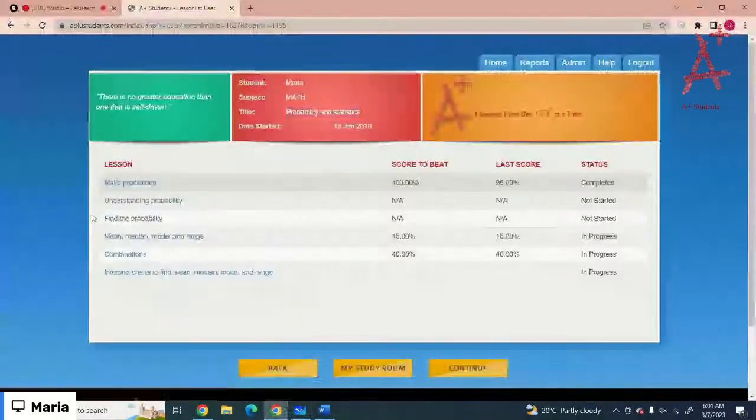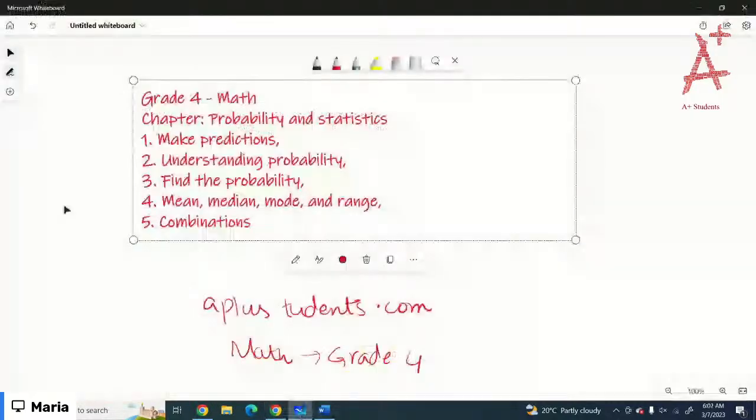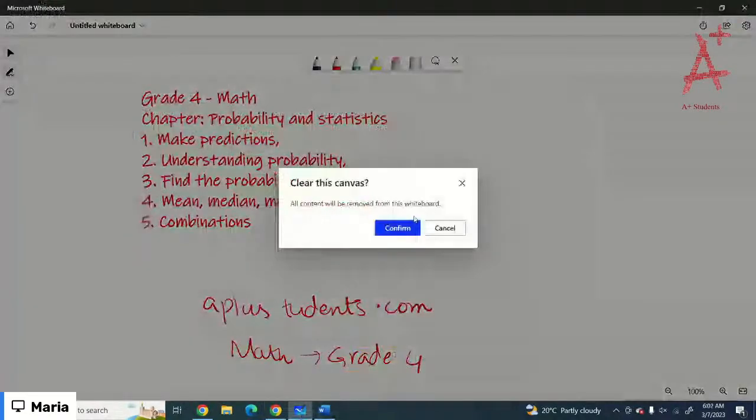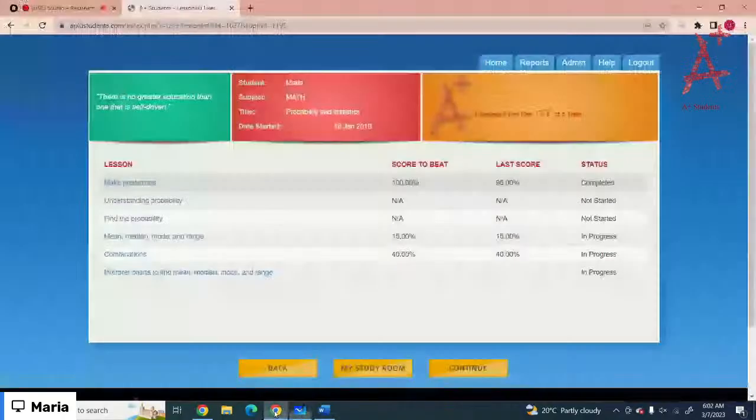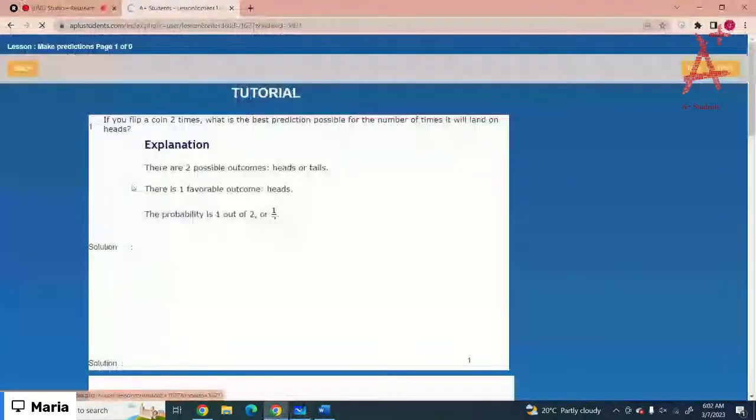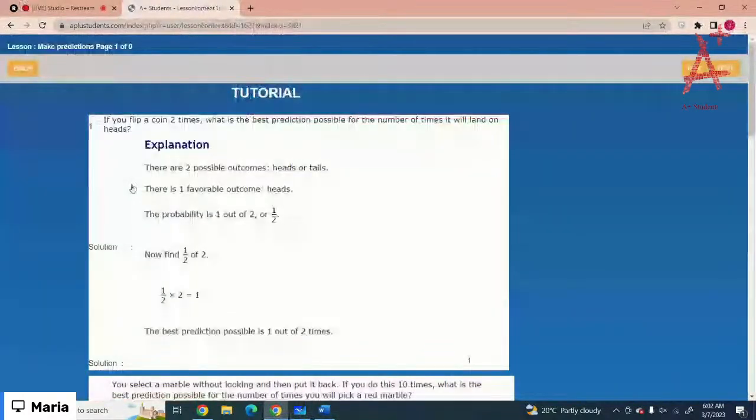So here I'm on grade 4 maths. The chapter name is probability and statistics, and I'm going to start with the first lesson, that is make predictions. So let's just start with the lesson. Okay, let's just start with the first question. Let me read the question. Just listen to me carefully.